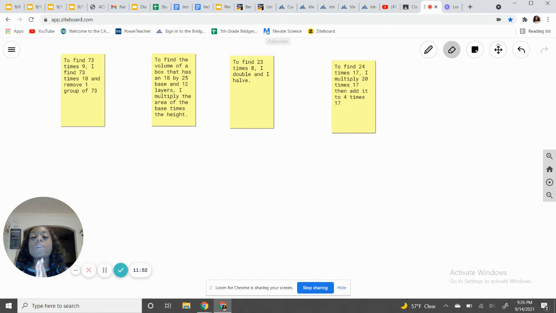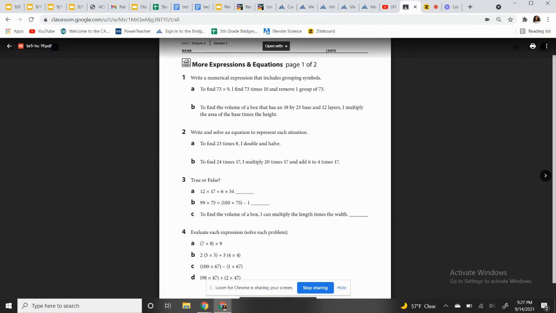All right. First of all, let's talk about what strategy they're doing. This strategy is called doubling and halving. With this strategy, whenever you see an odd number, think about the fact that you can say, I'm going to double that number. The whole goal is to get to a friendly number, or to get to an even number, a number that we are familiar with, that we've worked with before. Then when you get to the even number within the problem, you say, I'm going to halve that. I'm going to cut that in half. What are you talking about, Miss Tam? This is how we're going to solve 2a. To find 23 times 8, I double and I halve.